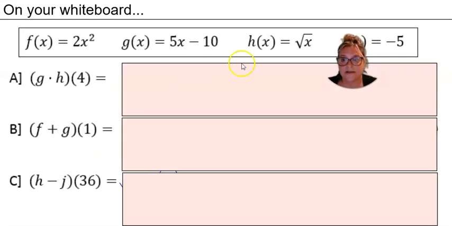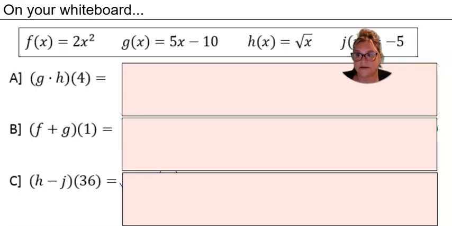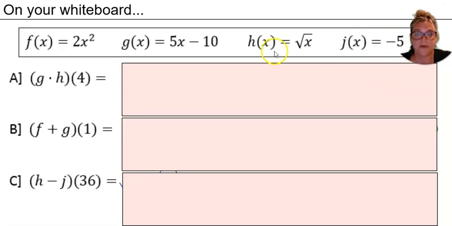So go ahead and pause the video and try these 3 problems on your dry erase board or some scrap paper. And when you're ready to go over the answers, you can resume the video.